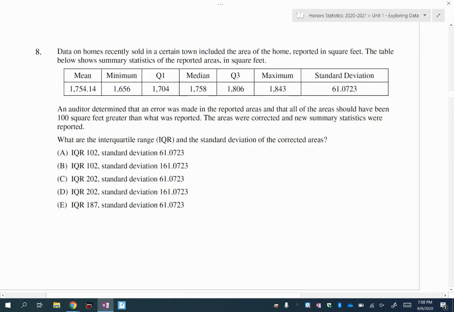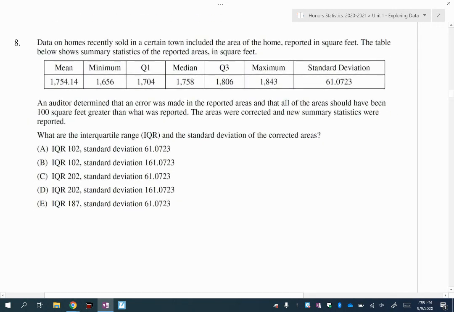Okay, number 8. Now it says in this one, we have basically a 5-number summary plus our minimum and maximum, plus our mean and standard deviation, my bad. And it says that there was an error made in the reporting of the areas, and all of the areas of these homes in square footage should actually have been 100 square feet greater.